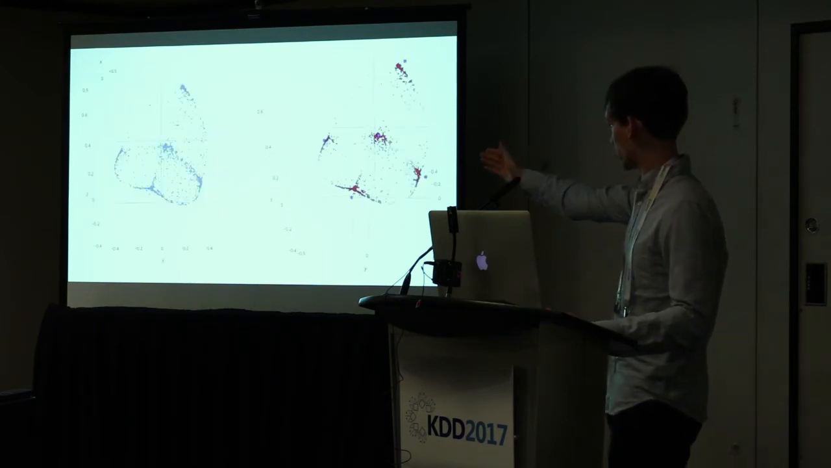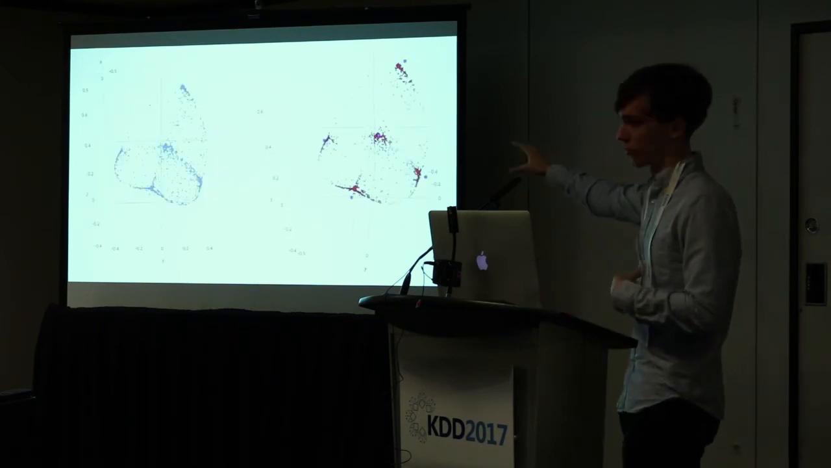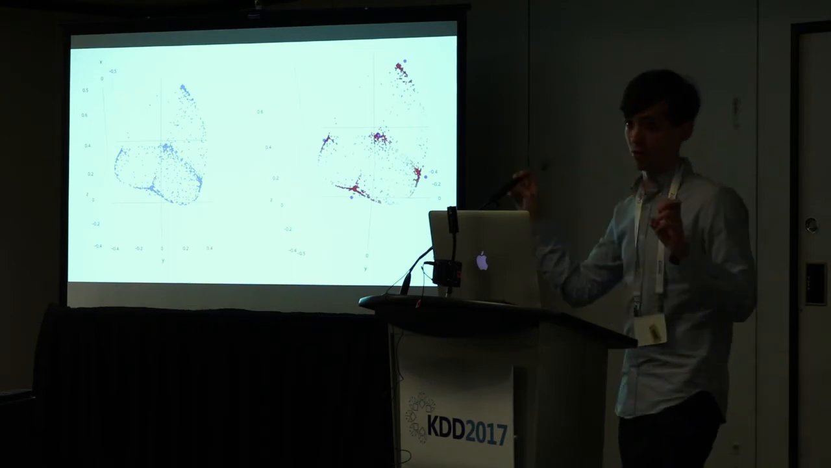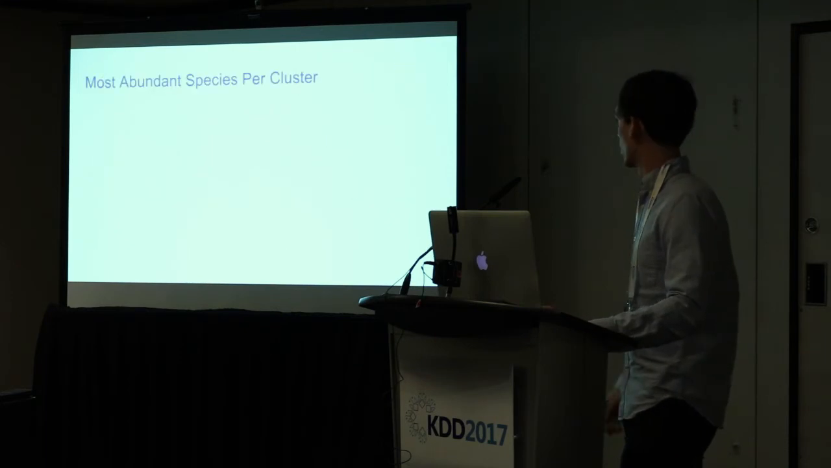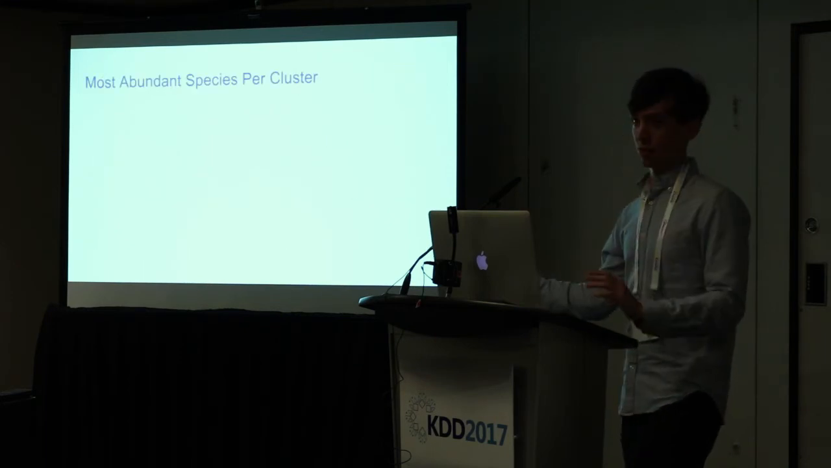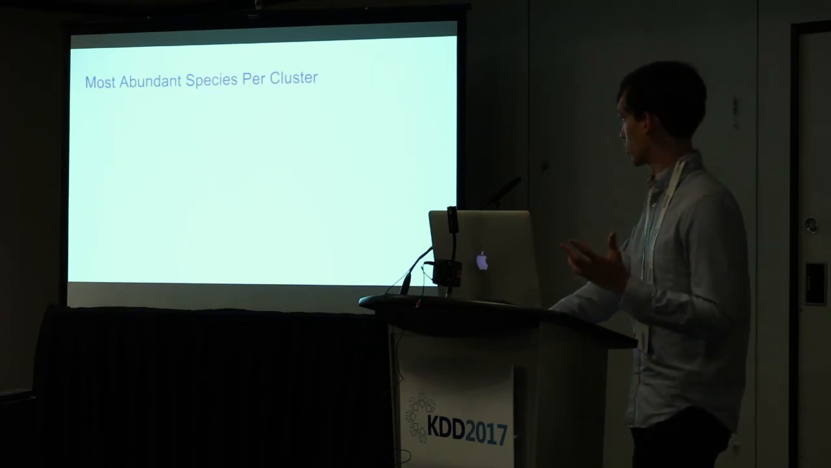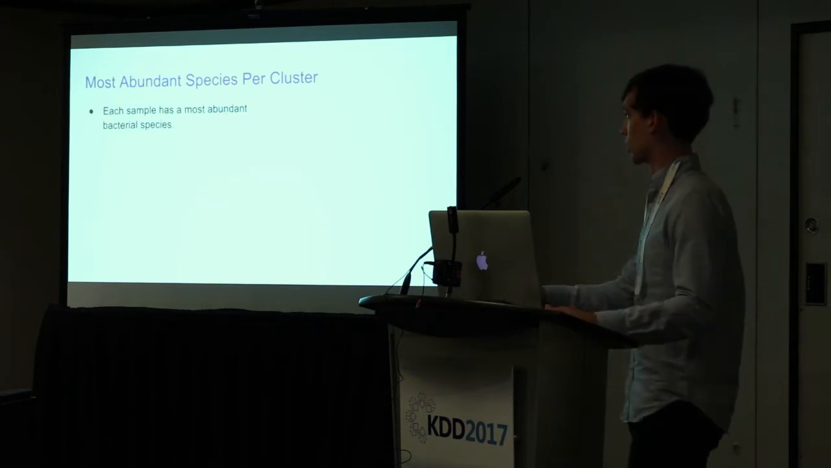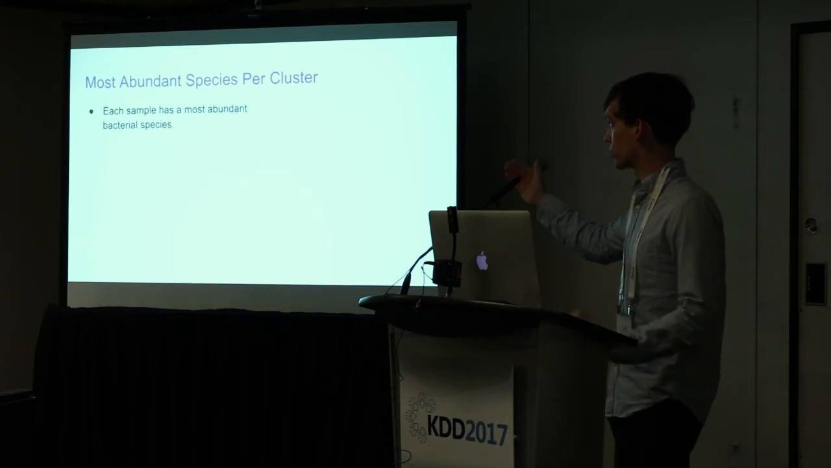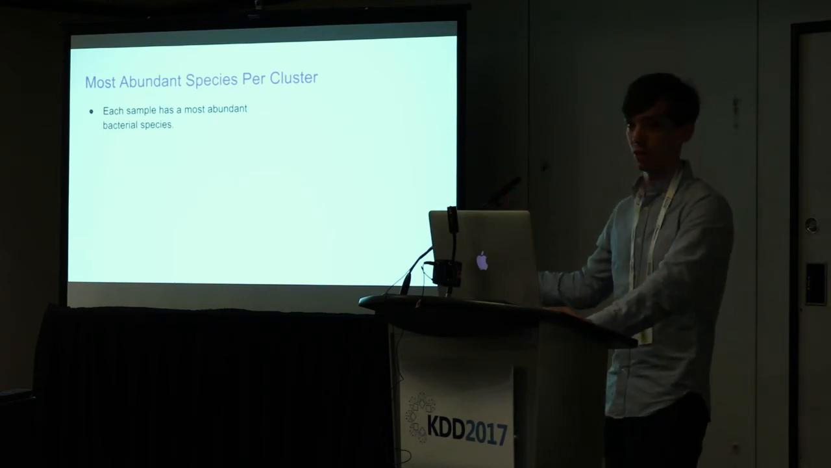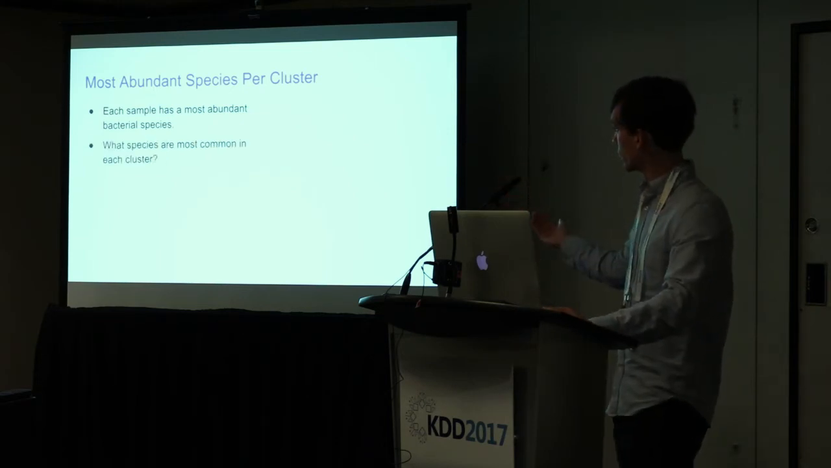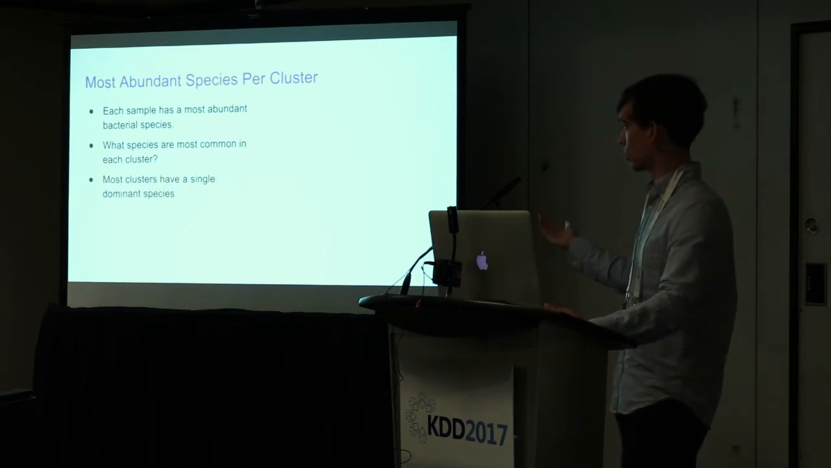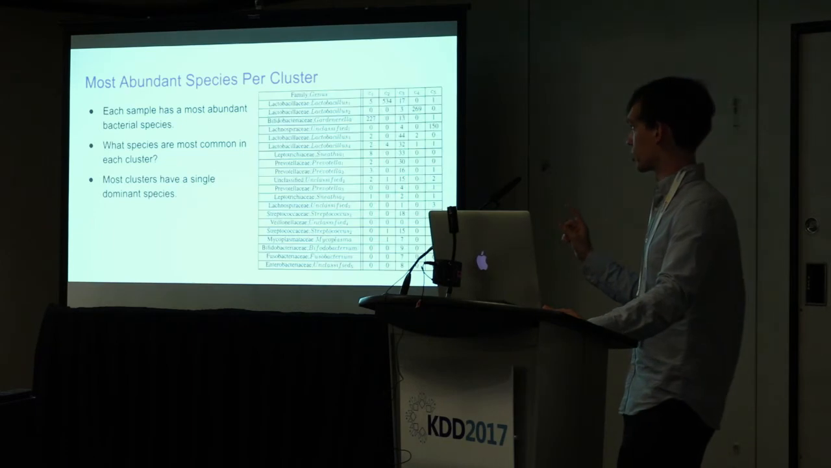So this is the comparison before and after. The darker points are part of the clusters. The lighter ones are in between 2 clusters, more or less. Now that we have these clusters, we can ask ourselves a few questions. One, what's the most abundant species per cluster? We can ask this because each sample has a most abundant bacteria in it. So what species are most common in each cluster? We notice that most clusters have 1 dominant species.